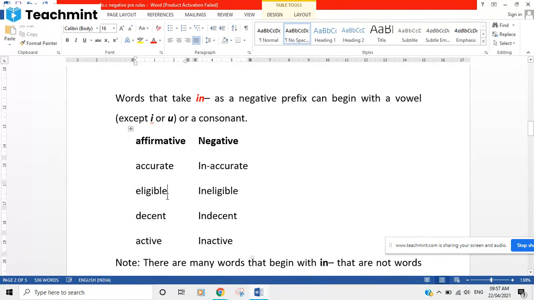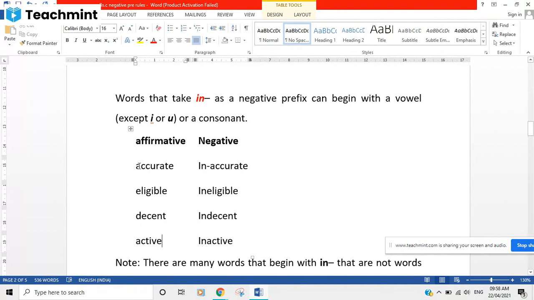Next is that words that take ir before the main word. It is a negative prefix, and this prefix is used only before the words that begin with the letter R. So the words in English beginning with R are positive, and in order to make them negative, we need to use the negative prefix ir before that. If you see here, rational is an affirmative word. To make this negative, we need to use the negative prefix ir before it, so that it will convey the negative meaning of the word, and it finally becomes irrational.